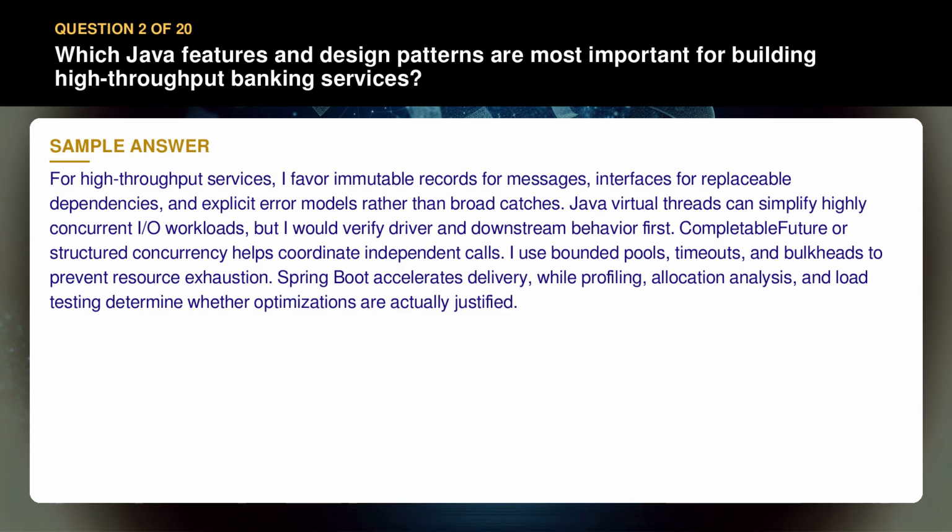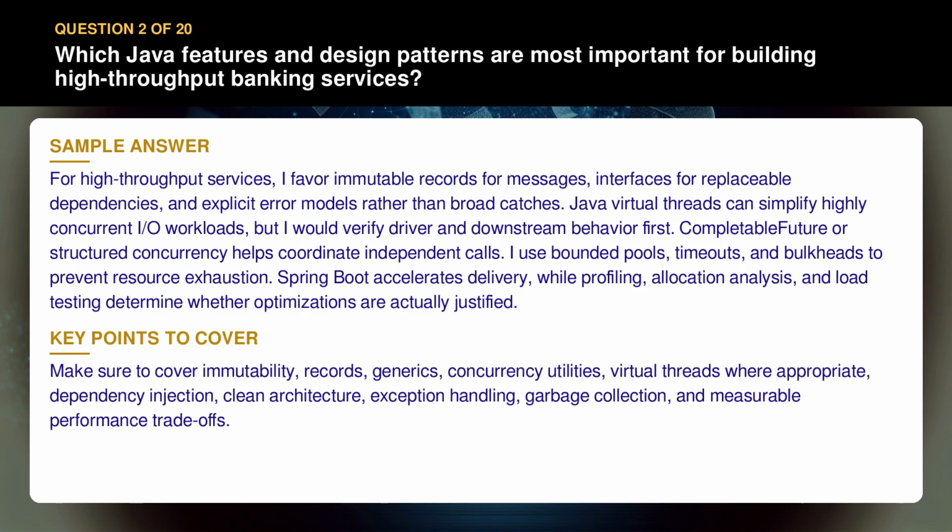I use bounded pools, timeouts, and bulkheads to prevent resource exhaustion. Spring Boot accelerates delivery, while profiling, allocation analysis, and load testing determine whether optimizations are actually justified. Make sure to cover immutability, records, generics, concurrency utilities, virtual threads where appropriate, dependency injection, clean architecture, exception handling, garbage collection, and measurable performance trade-offs.